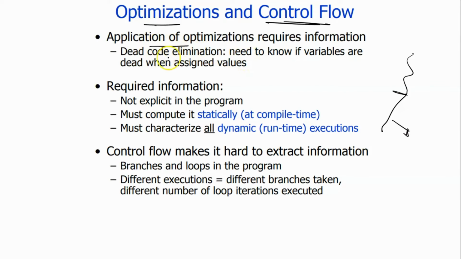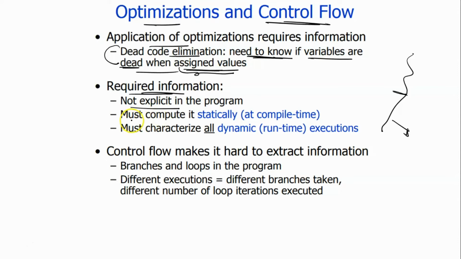Now, for dead code elimination we need to know if variables are dead when assigned values. So whether the variable is dead or whether the variable is alive. We need some algorithm, some procedure, to find whether a variable is dead or not when it is assigned values. Basically, when it is defined, at that time whether the variable is dead or alive. So what is the required information for this? The required information is not explicit. We need to extract it.